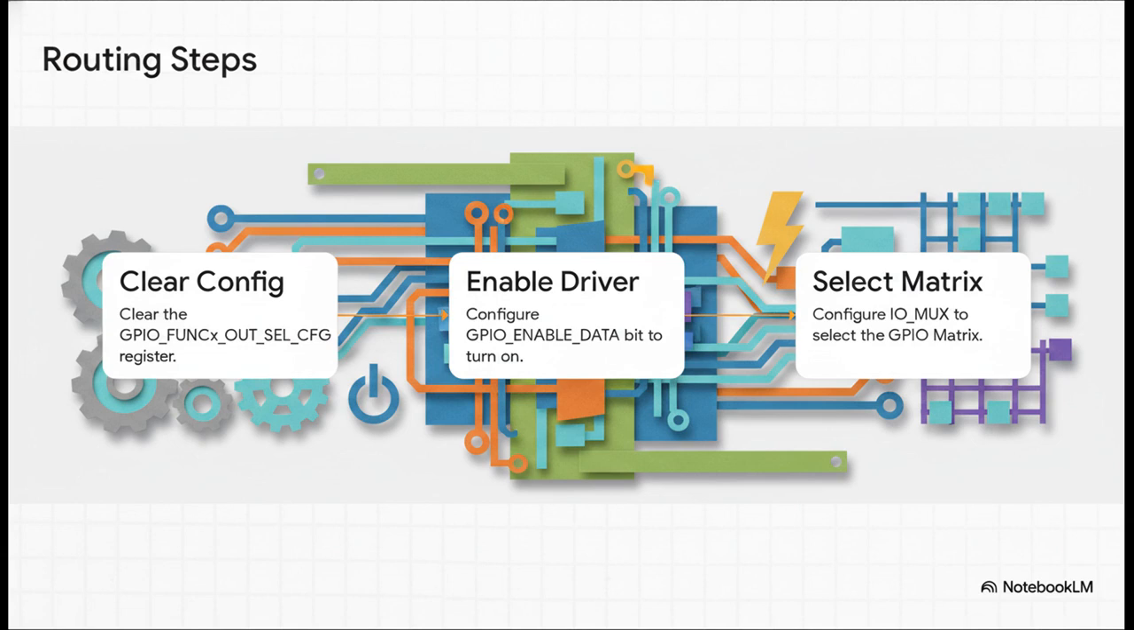And while the internal wiring might sound super complex, configuring a simple digital output at the hardware level really just boils down to 3 precise register steps. You clear the output configuration, you enable the data driver to turn it on, and then you just tell the I/O mux to select the GPIO matrix. It's a really logical progression from a software command right down to a physical hardware state.